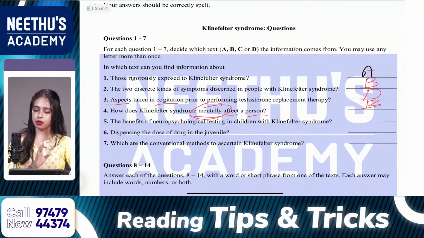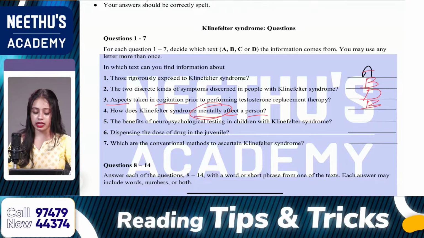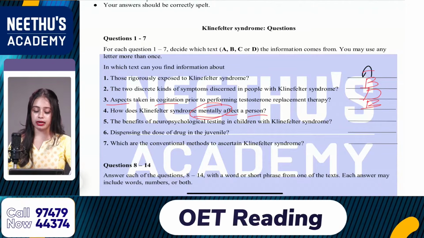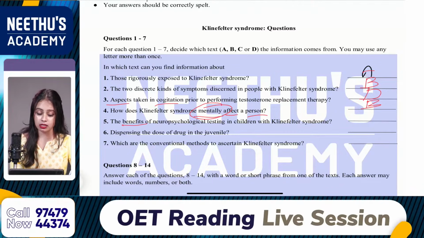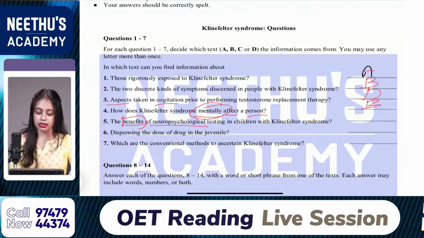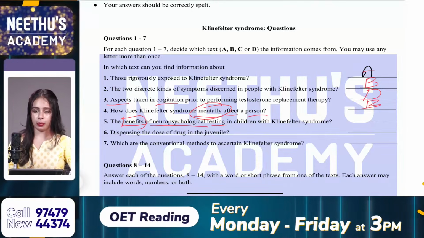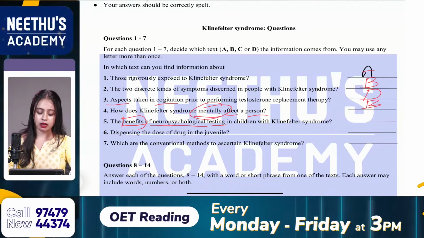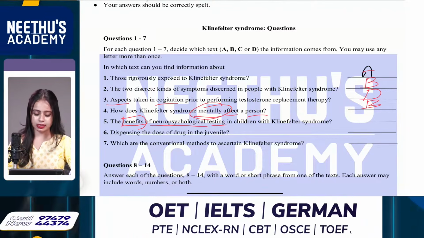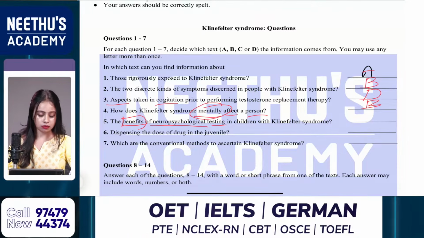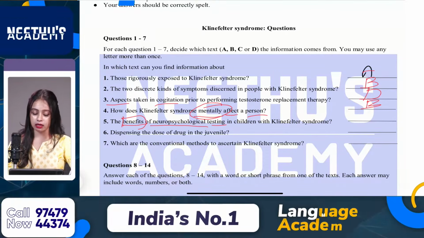Then the fifth one, the benefits of neuropsychological testing in children with Klinefelter syndrome. So benefits, the neuropsychological testing. In which text are the benefits of this particular testing mentioned? Any idea?